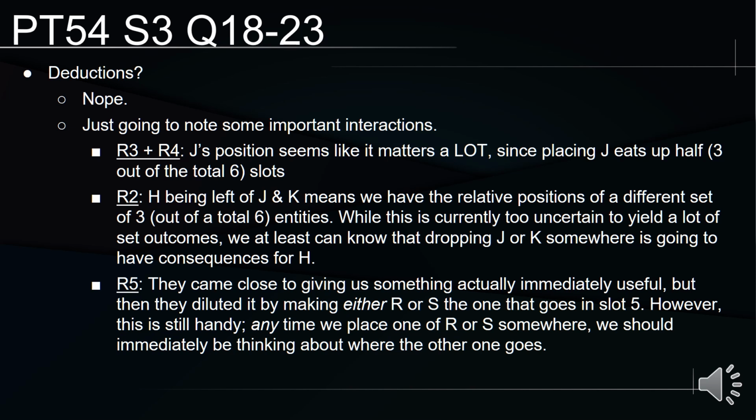However, this is still handy, because we know that anytime we place one of R or S somewhere else, we should immediately be thinking about who goes into 5. Anytime you place R or S anywhere, you should be thinking about where the other one goes, especially in relation to Rule 5. So, Rule 5, although it looks like they kind of tried to give you something and then rug pulled it at the last moment, they actually are giving you something useful here. They give us a very tight relationship between R and S as regards slot 5 in our diagram.